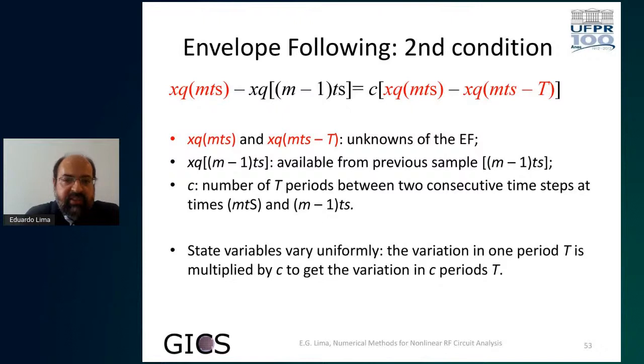The second condition imposed by the envelope following is shown in this slide. Once again, the values of XQ at times MTS and MTS minus capital T are the unknowns of the envelope following. The value of XQ at time TS multiplied by M minus 1 is available from the previous sample. The second condition imposed by the envelope following assumes that the state variables vary uniformly in time. In other words, it assumes that the variation of the state variables in one period capital T is multiplied by an integer constant C to obtain its variation after exactly C periods of duration capital T.